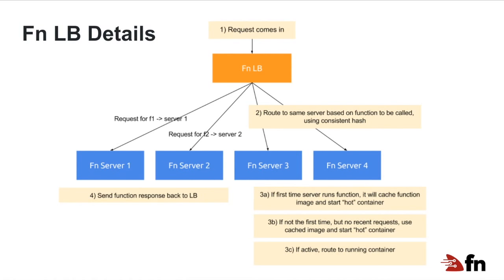This is similar to what I was just talking about, in a nice diagram. So the request comes in at the top, hits the load balancer, and the load balancer will distribute the load nice and evenly to the available FN servers, and auto-scale each function, and return the response back.